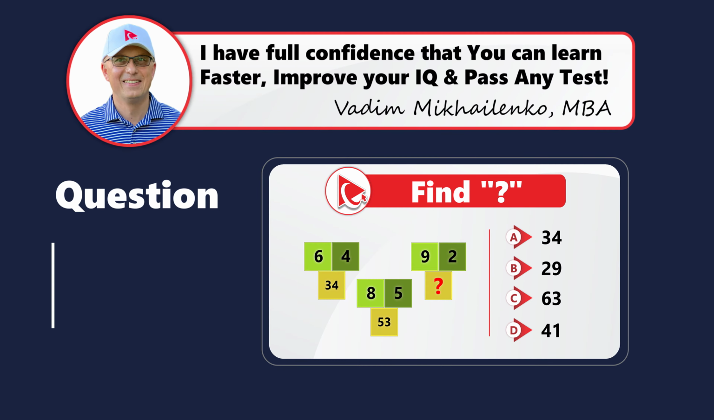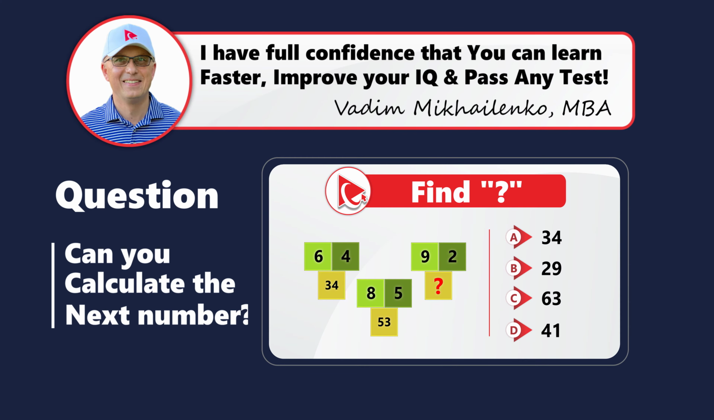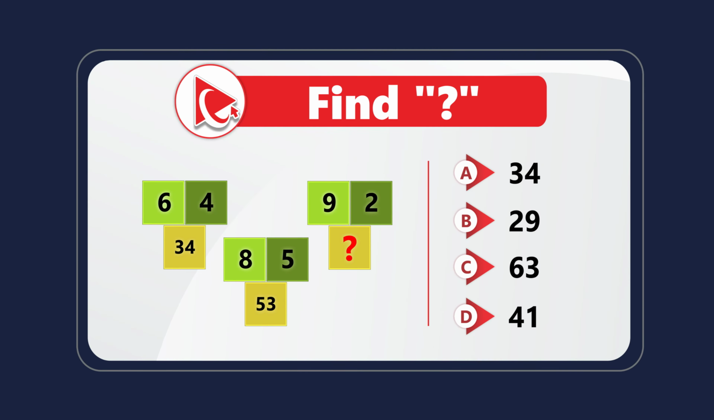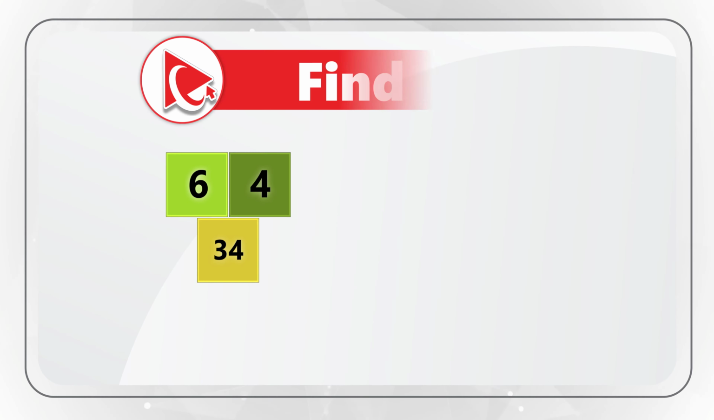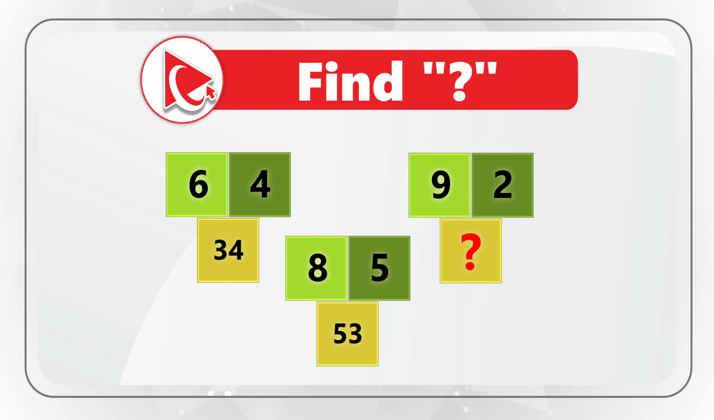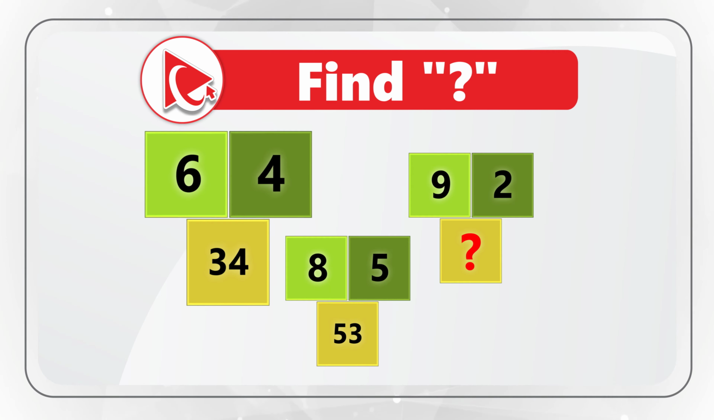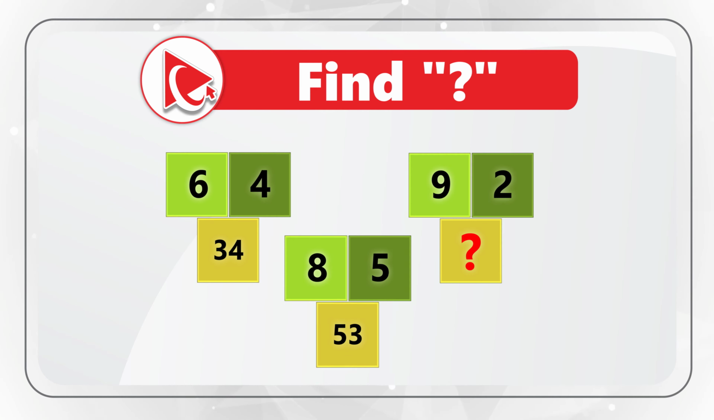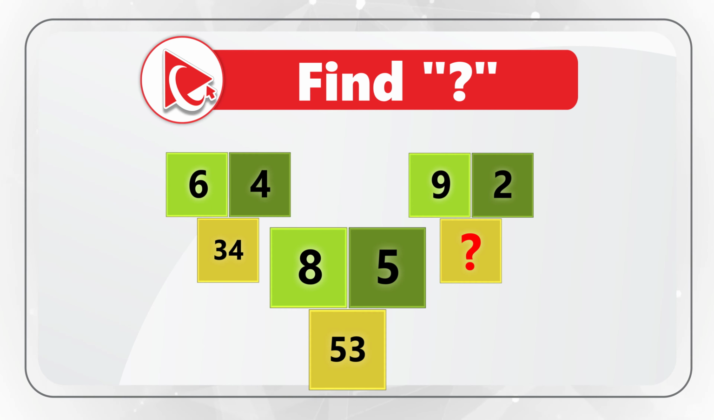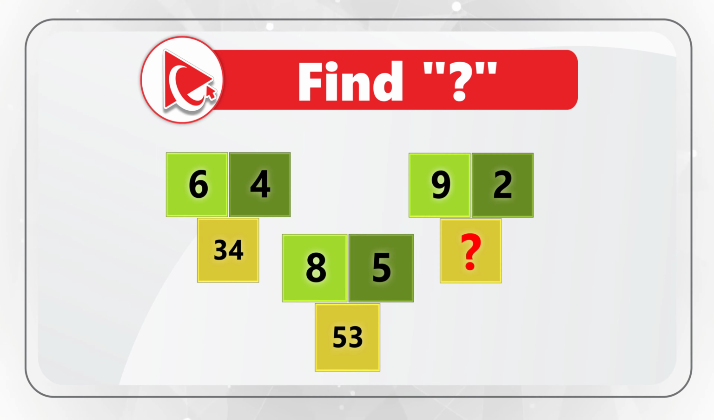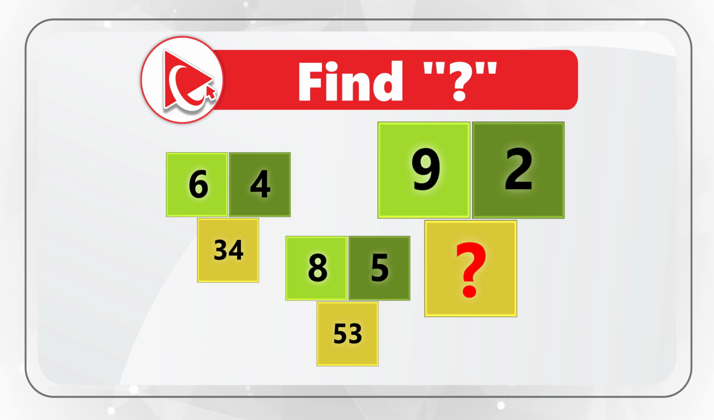Most likely, you will not be able to pass the test without getting a question similar to this one. You're presented with the 3 sets of numbers. Each set has 3 numbers in the group, and 1 number is missing. The first set has numbers 6, 4, and 34. The second set has numbers 8, 5, and 53. And the last set has numbers 9, 2, and the final number in the third set is missing.